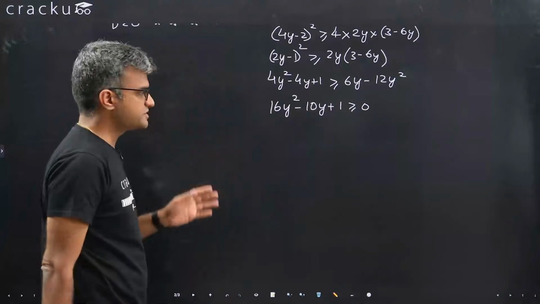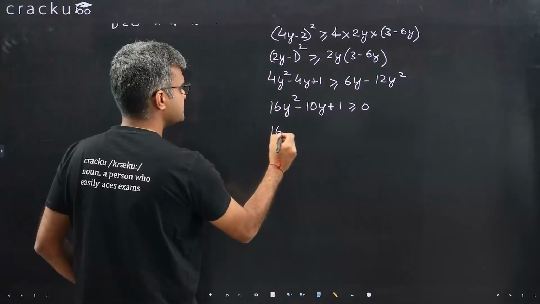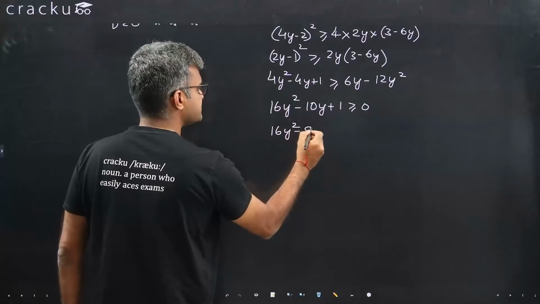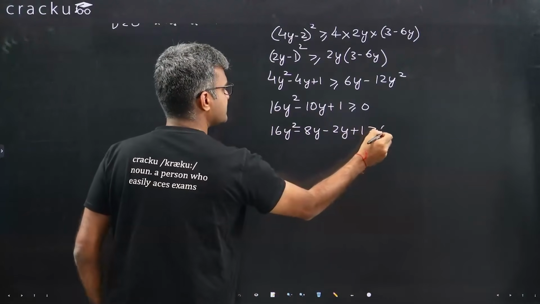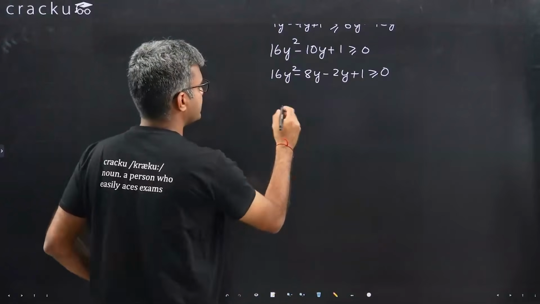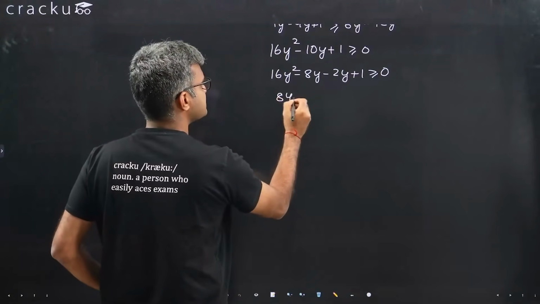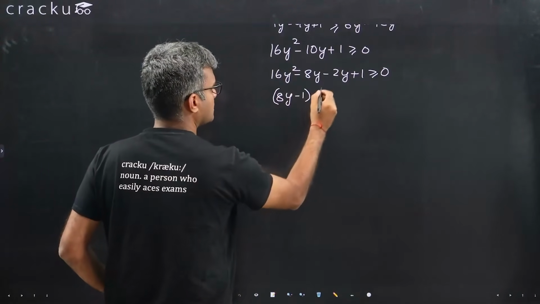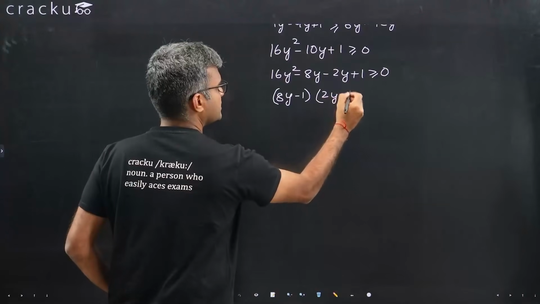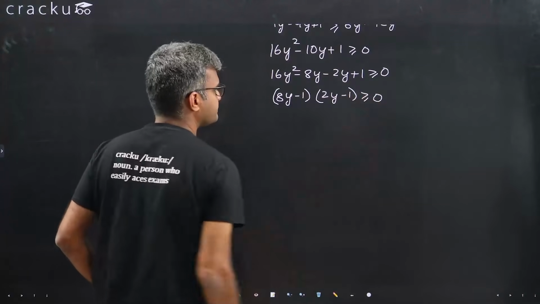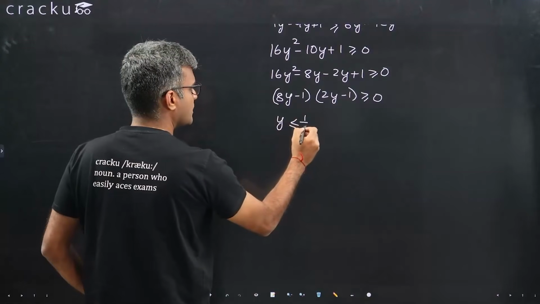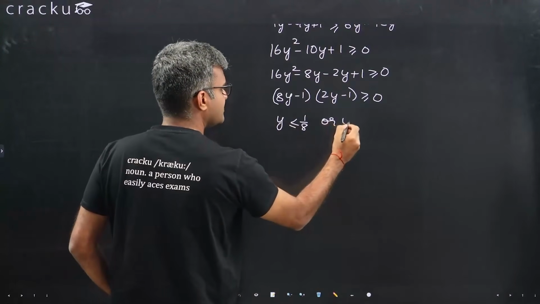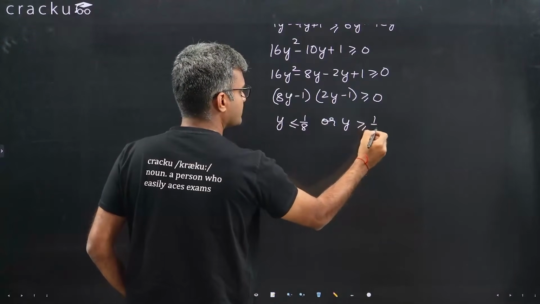This is a quadratic equation. This can be factorized to equal 16y square minus 8y minus 2y plus 1 is greater than or equal to 0. You can take 8y common. This is (8y minus 1) into (2y minus 1) is greater than or equal to 0. So the value of y is either less than or equal to 1 by 8, or the value of y is greater than or equal to 1 by 2.